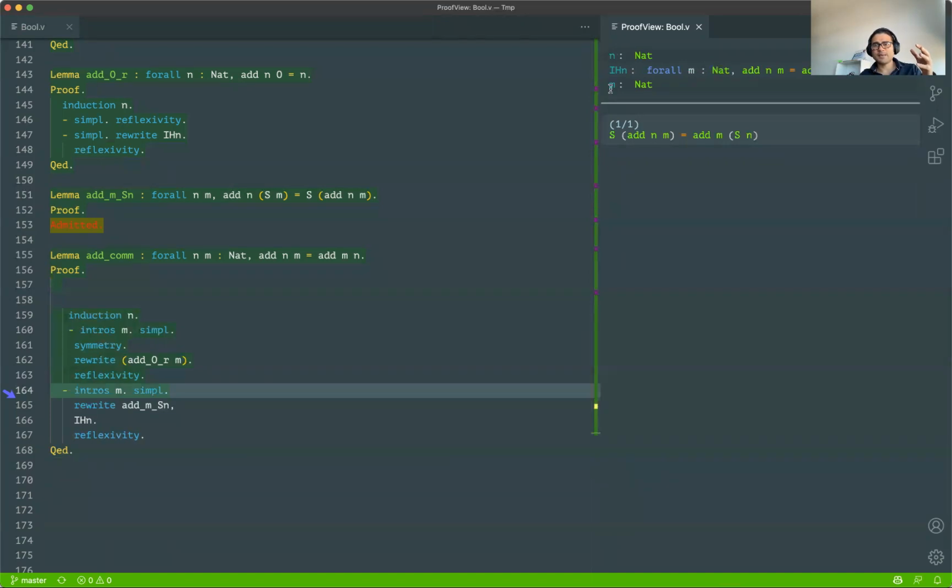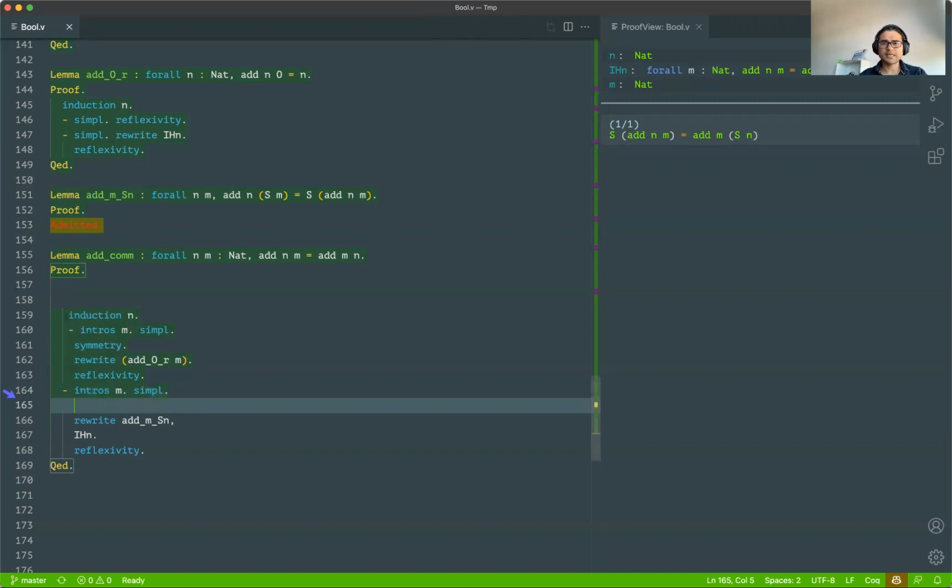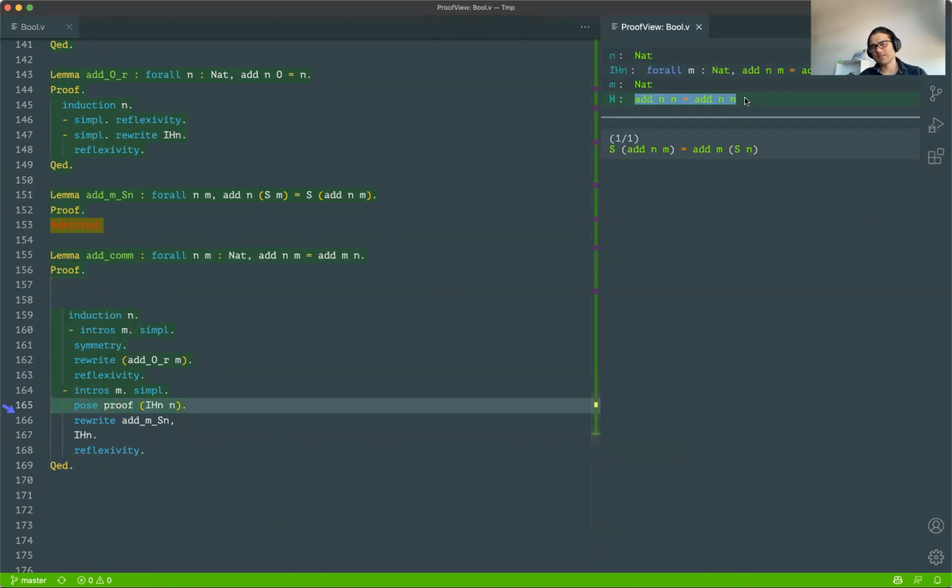So I have n and m, and hypothetically I can instantiate IHN with n. So I get the term add n n equal to add n n. This is not very valuable, but I'm demonstrating why it's crucial, because sometimes in future you may need your induction hypothesis to be very general. What else can I do with IHN? Well, I can instantiate this with m.